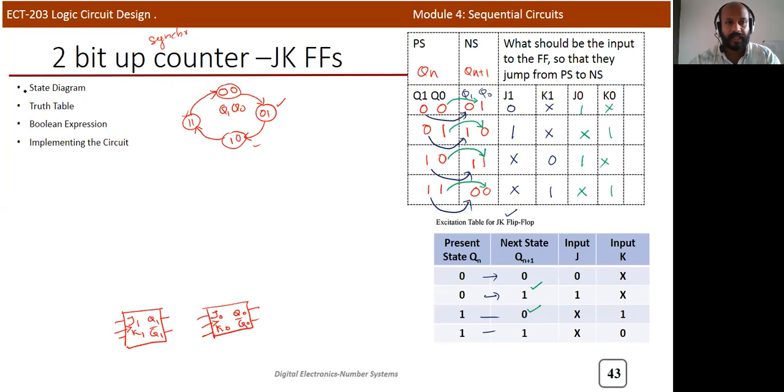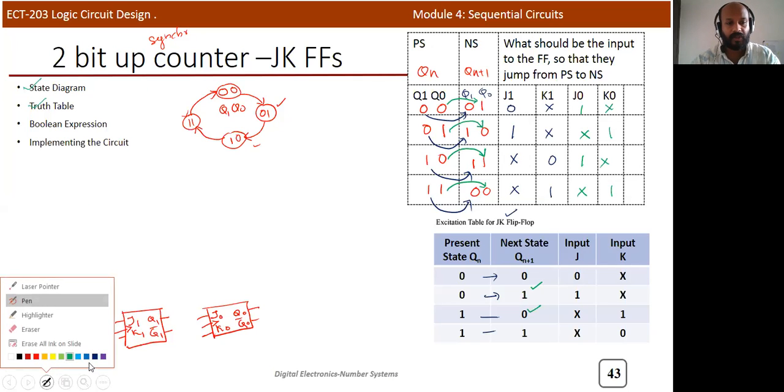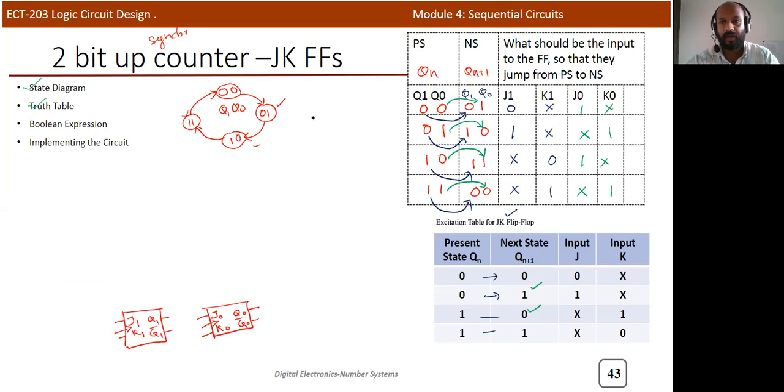So we got a state diagram and we got the truth table. Now we need to implement the Boolean expression. In order to implement it, we require J1. So four values we need to design. First we can design J1, in terms of the present state. So we can write present state.